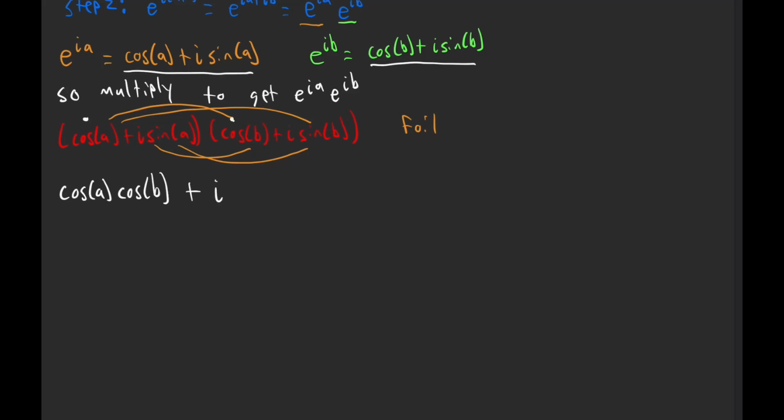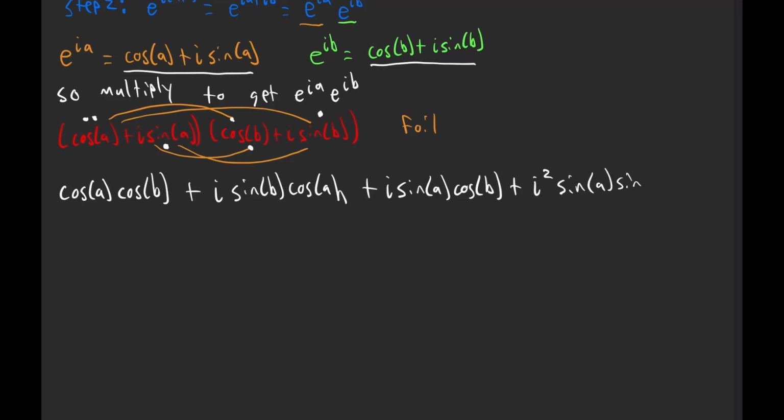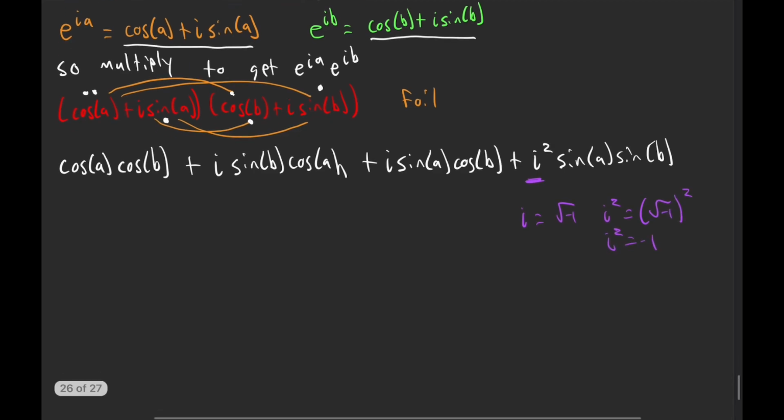So here I'm multiplying out these terms, and I get cosine a cosine b plus i sine b cosine a. And now I'm looking at the next one, which is i sine a cosine b. And then the next one, it's i sine a times i sine b. So we get i squared sine a sine b. And if you notice, we have this i squared. i is equal to the square root of negative 1. So i squared is the square of the square root of negative 1, which is just negative 1. So we could rewrite this one as negative sine a sine b.